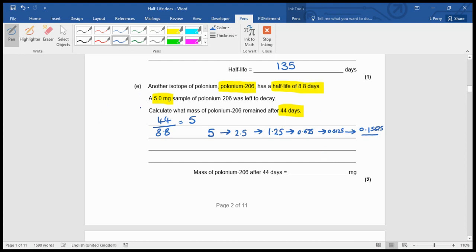The question doesn't say anything about significant figures, so that can be my full answer. So that's how much is left after 44 days. It's halved 5 times. Now, you don't have to write out every one like I have. You could just type into your calculator 5, divide 2, divide 2, divide 2, divide 2, divide 2, 1, 2, 3, 4, 5 times, and it would come out with the same answer. You don't have to write all that out, but it helps me check I've done it the right amount of times.